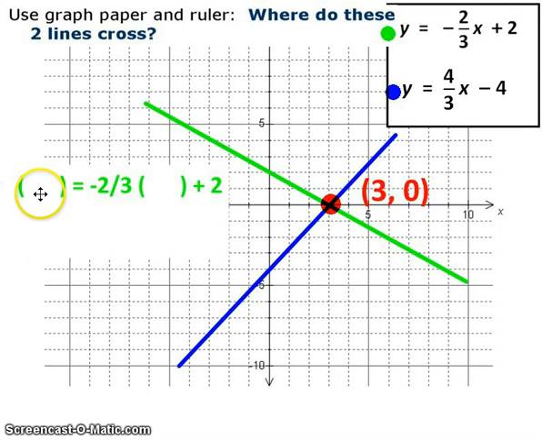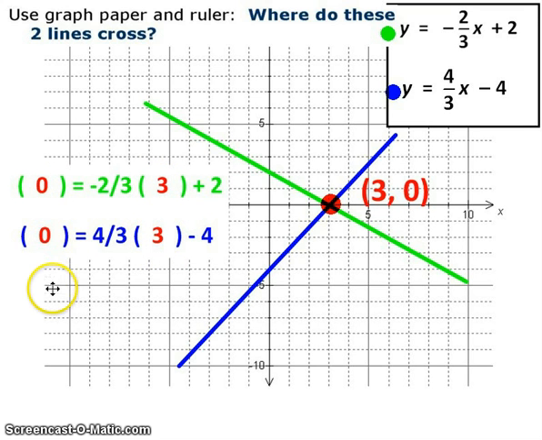Instead of calling it y equals negative 2/3 x plus 2, I can put placeholders in for y and x. And I can do the same thing for the blue equation. And in place of those placeholders, I can put the 3 and the 0. Remember, the 3 goes in the place of x, so in this equation the 3 goes here for the green one and here for the blue one, and the 0 comes over here. And I can double check and see whether or not the arithmetic works.